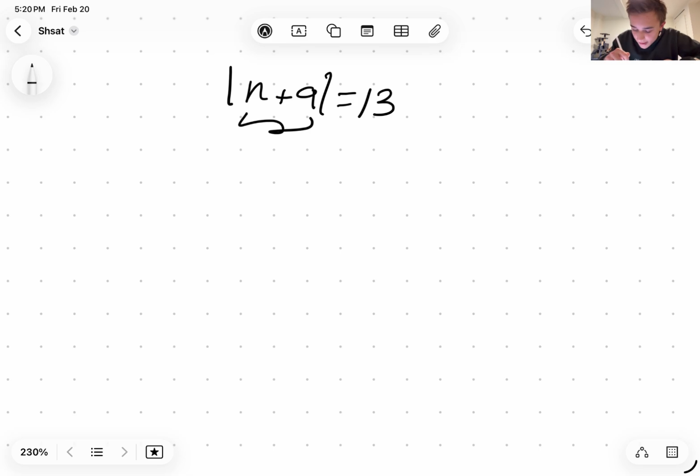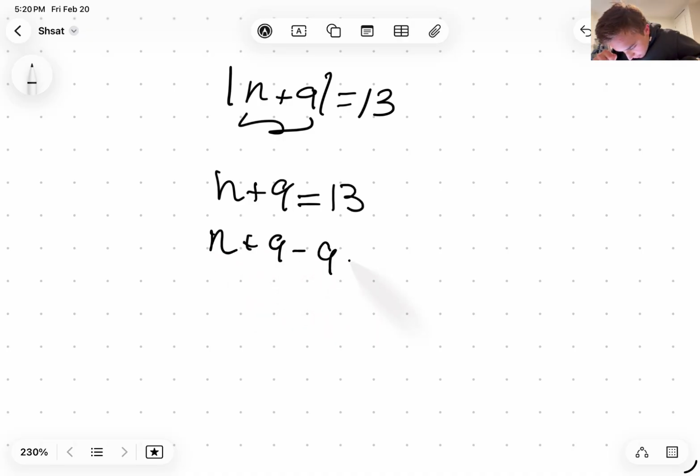So let's look at the first case. n plus 9 equals 13. Well then, to solve that, we would have to isolate n. So we would subtract 9 from both sides of the equation, and we get n equals 4. So this is a possible solution.